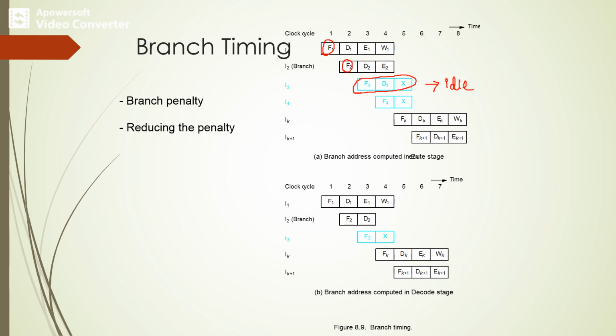In some cases, the branch penalty may be higher. So we can observe the effect of the branch instruction: in some cases the branch penalty will be 4 clock cycles or more than that. So we have assumed that the branch address is computed during E2, and instructions I3 and I4 must be discarded, and the target instruction Ik is fetched in clock cycle 5. Thus the branch penalty is 2 clock cycles.